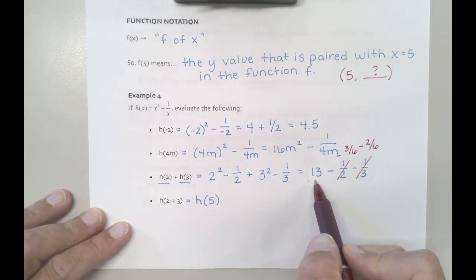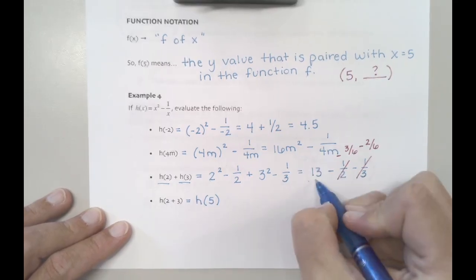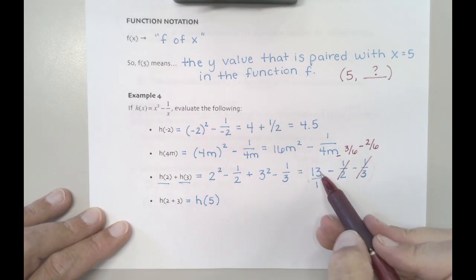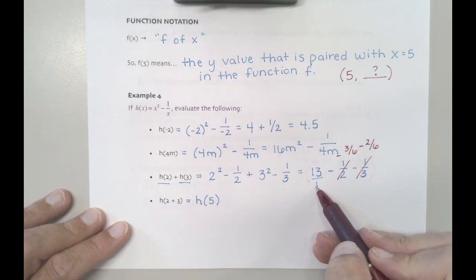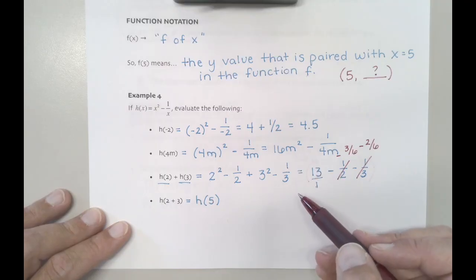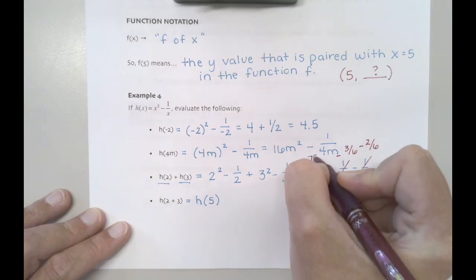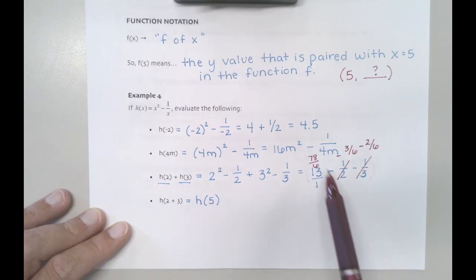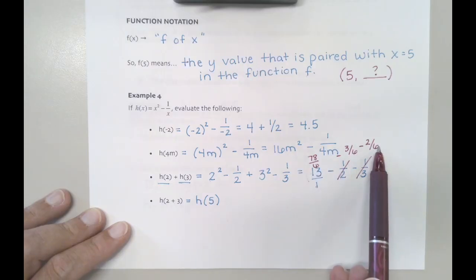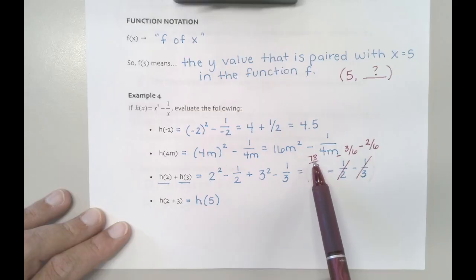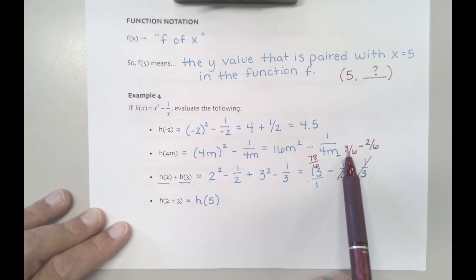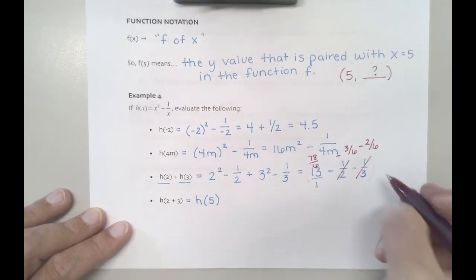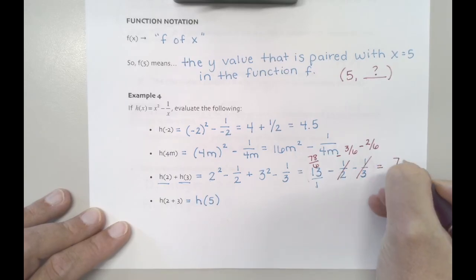Now, 13, if I want that to be something over 6, this is really like a 1 right now. So I need to multiply the top and the bottom by 6. So let's see, 6 times 13 is 78. And so this would be 78 over 6. So 78 over 6 minus 3 over 6 minus 2 over 6. Now I've got common denominators. Let's see, 78 minus 3 is 75. Minus 2 is 73. So final answer here is 73 over 6.